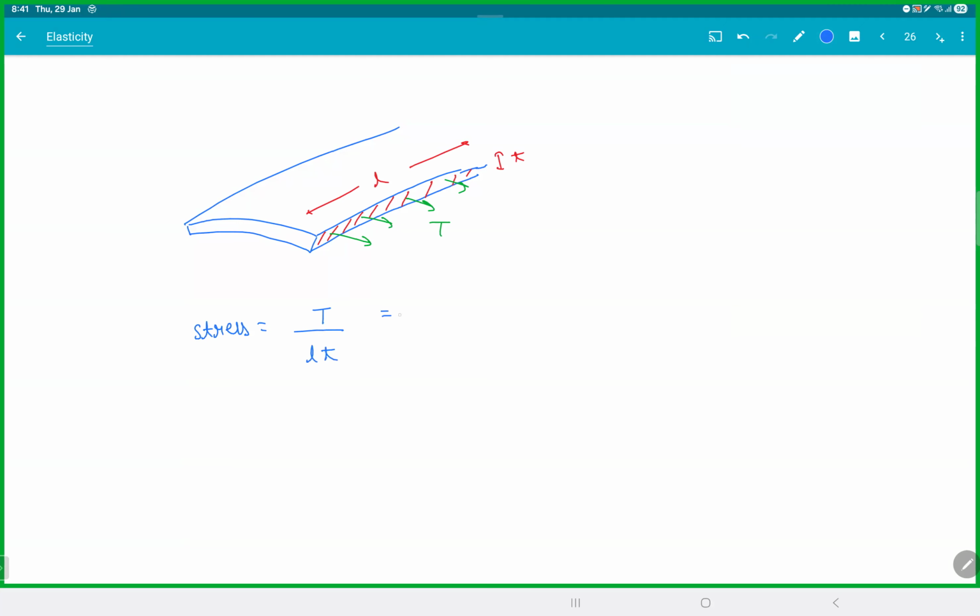This should be equal to the breaking stress. You don't want to break, right? So this should be less than equal to B. But what is the tension? PLR by LT must be less than equal to B. L and L will cancel. We get P must be less than equal to BT by R. This is your maximum pressure. As long as you're less than this, you're safe. Anything more than this, the shell will crack.